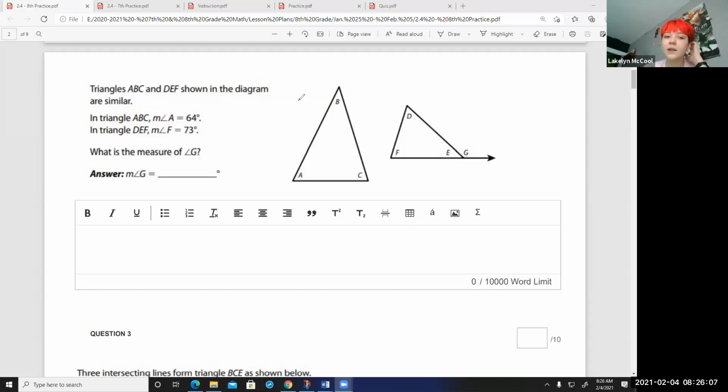Triangles ABC and DEF shown in the diagram are similar. In triangle ABC, angle A equals 64, and in triangle DEF, angle F equals 73. What is the measure of angle G? All right, good job. Thank you, ma'am. What do we know about similar triangles?